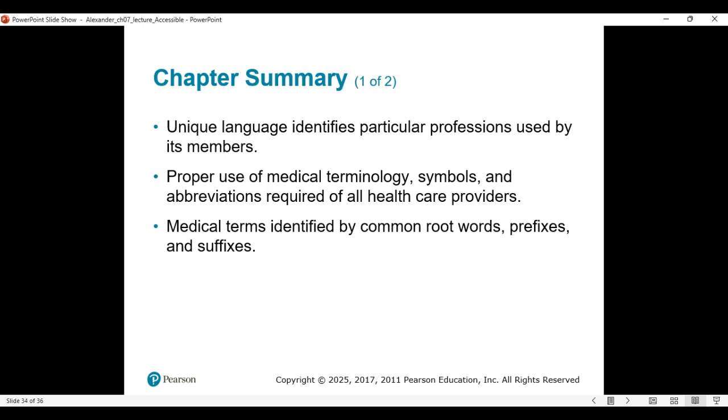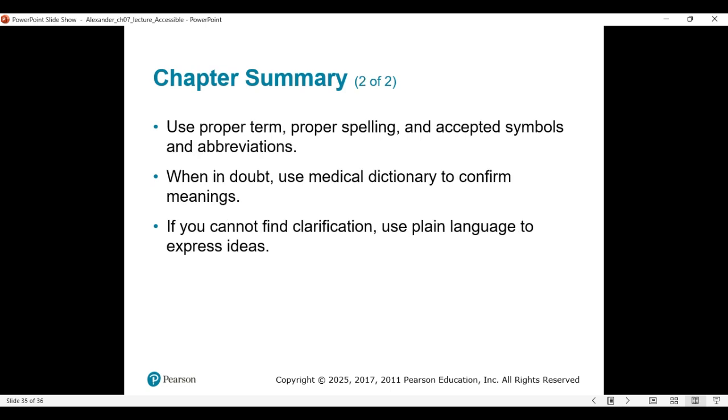Chapter summary: unique language identifies a particular profession and is used by its members. Proper use of medical terminology, symbols, and abbreviations is required of all healthcare providers. Medical terms are identified by common root words, a prefix, and a suffix. Use proper terms, proper spelling, and accepted symbols and abbreviations. When in doubt, use a medical dictionary to confirm your meaning. It's easy now. We don't have to carry around a big medical dictionary. You can download apps on your phone and use them as quick references. If you cannot find clarification, just use plain language to express your ideas.